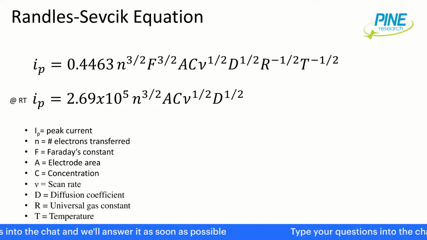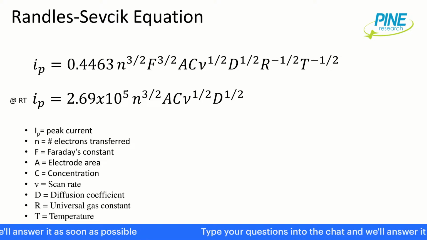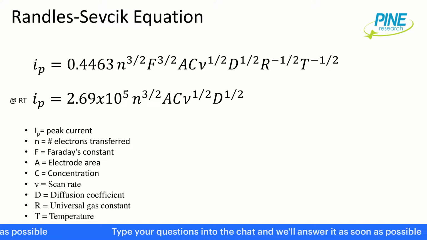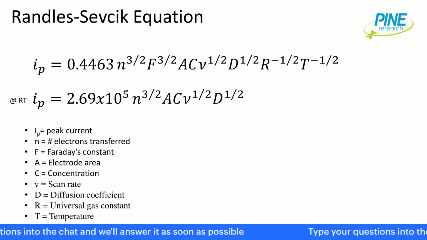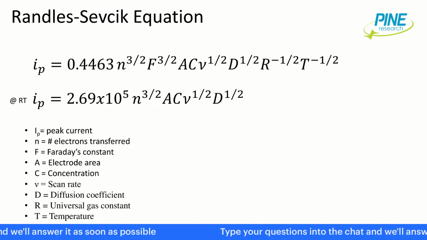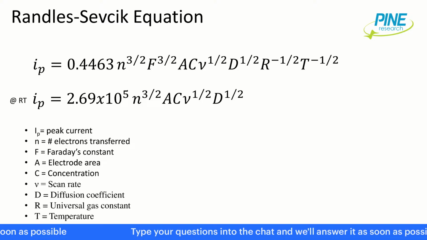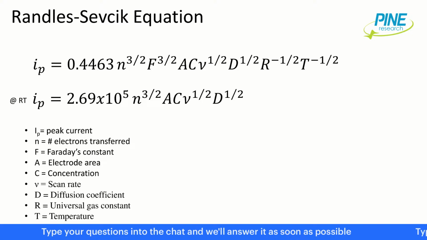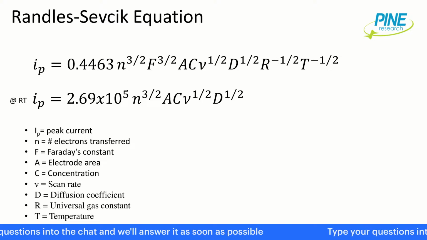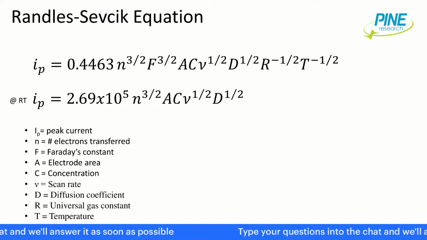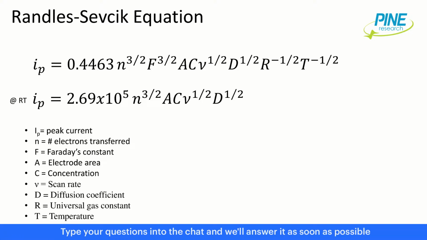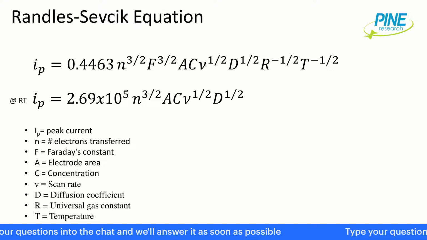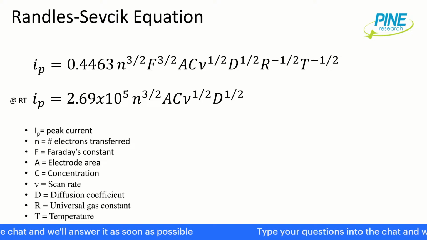Point being that when you plot I_P versus the square root of scan rate, you can see what's left over: 2.69 times 10 to the minus 5, n to the 3/2, A, C, and there you go, D to the 1/2. So what it allows you to do is get an estimate for D, the diffusion coefficient. You typically know the number of electrons transferred, the area of your electrode, and the concentration of the electrolyte you're using. So you make that plot as a means to extract the diffusion coefficient. That's why that's done.